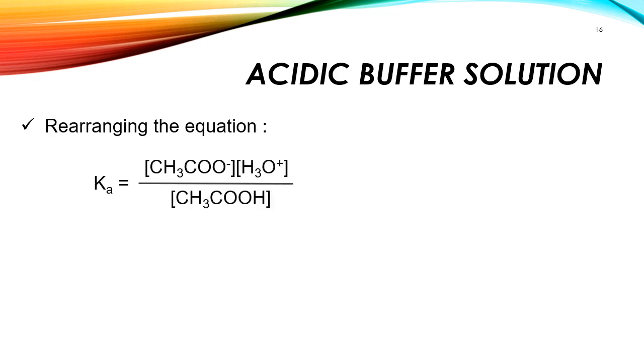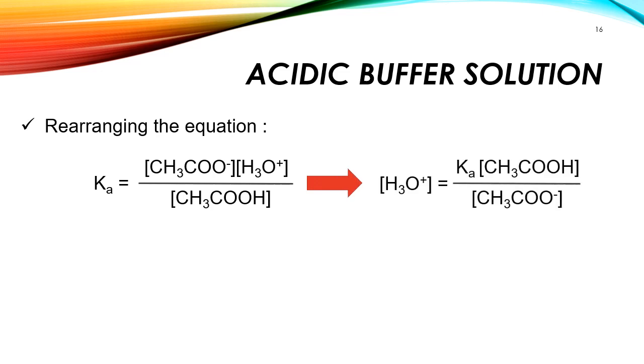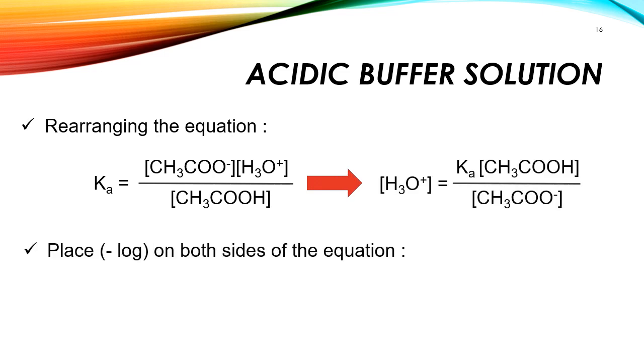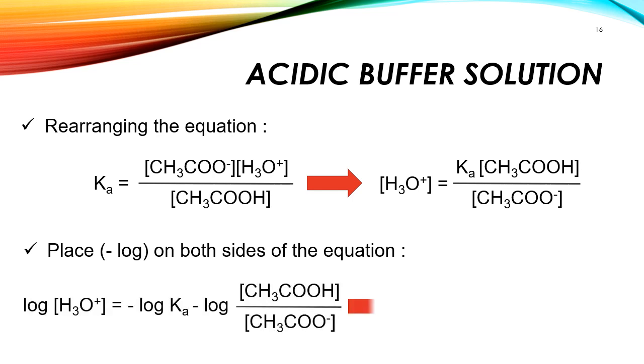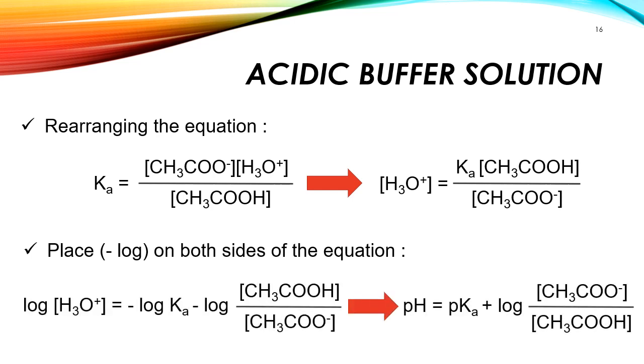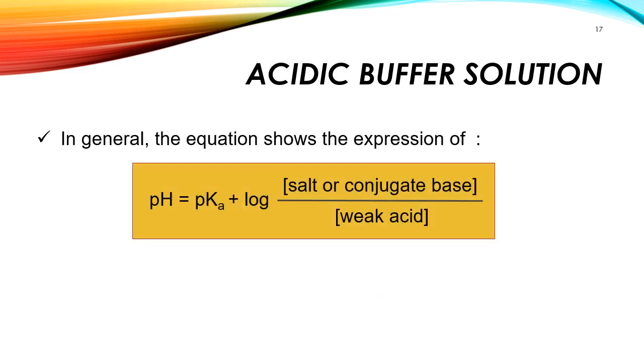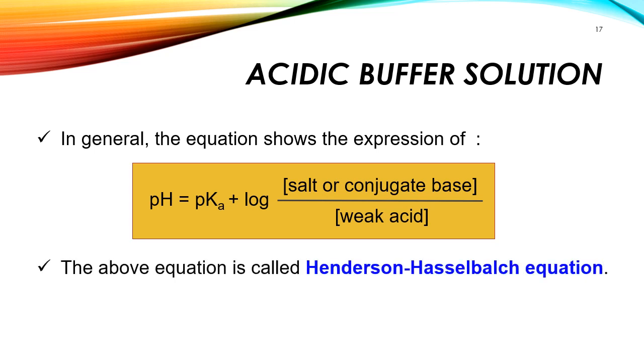The Ka expression can be rearranged in terms of the concentration of the H3O+ ions. When we place the negative log on both sides of this equation, it gives a new equation: pH equals pKa plus log of the concentration of the ethanoate ion over the concentration of the ethanoic acid. In general, the equation shows pH equals pKa plus log of the concentration of the salt over the concentration of its weak acid. This equation is called the Henderson-Hasselbalch equation.